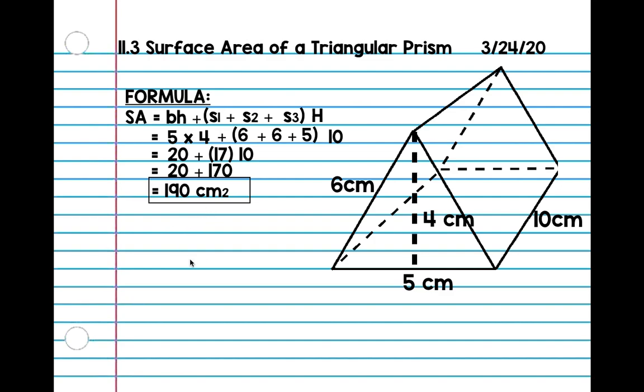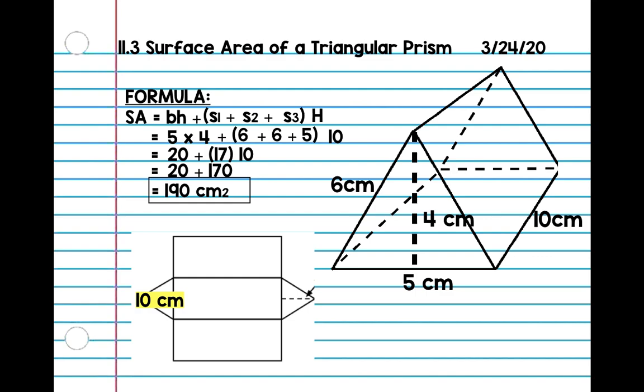Guys, how easy was that? It was so easy, so simple. And I'm going to show you why this method is just better than breaking it up and finding the area of each, because sometimes we get confused. Let me show you. This is what we did last year.